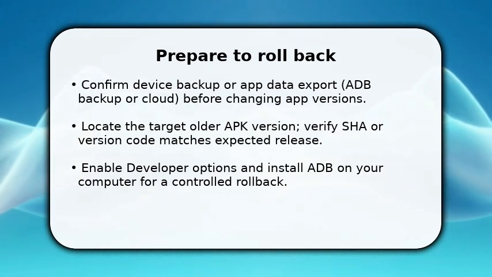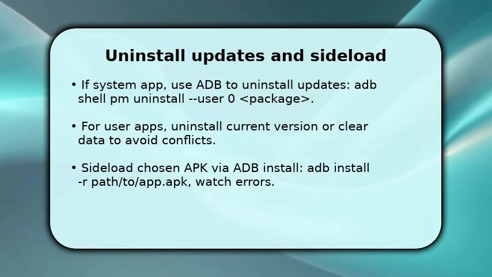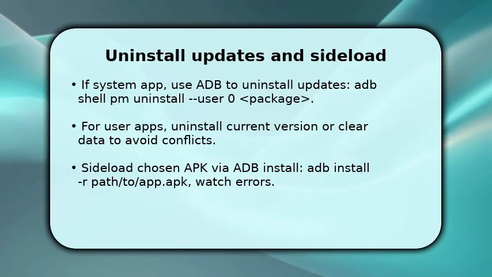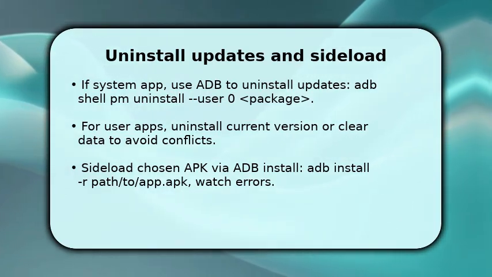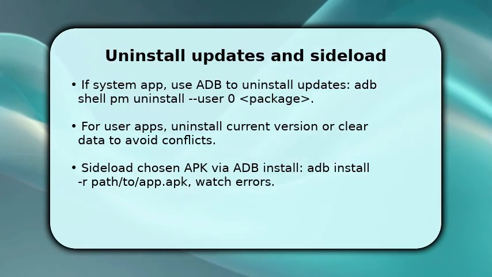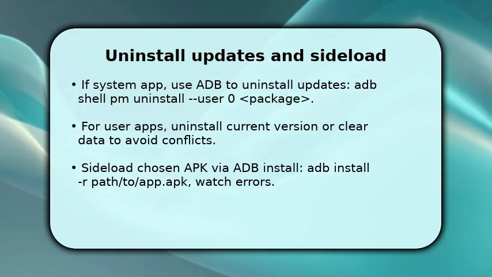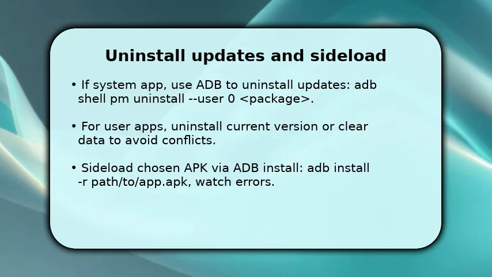You now remove the updated build and install the older one. For system apps, run the ADB command to uninstall updates for the current user. That reverts to the factory package. For user apps, uninstall the update or clear app data to reduce schema conflicts. Then sideload the APK with adb install -r to replace the app while preserving allowed data.